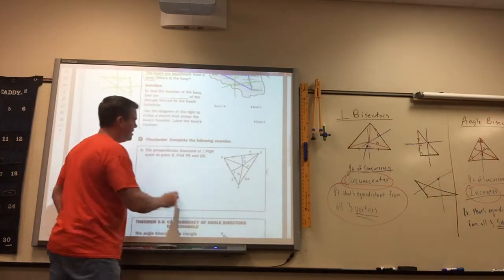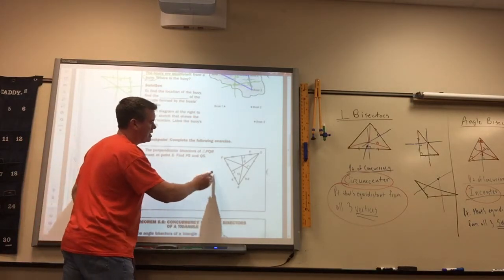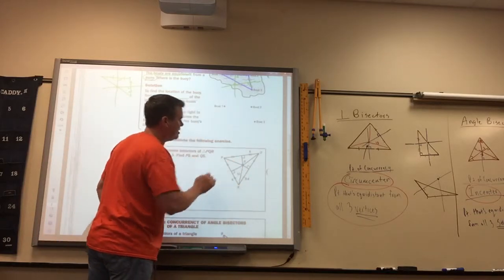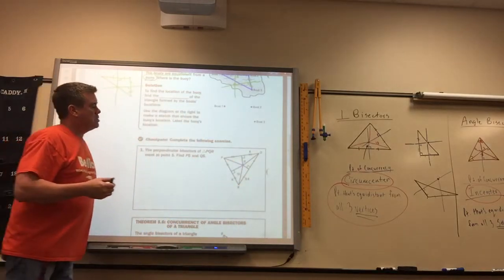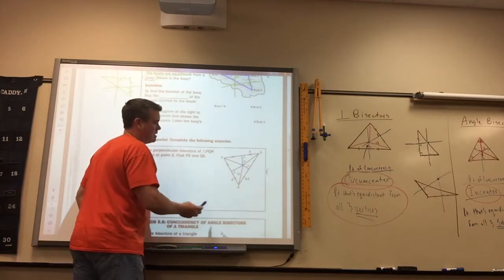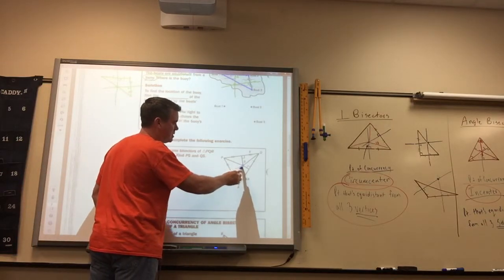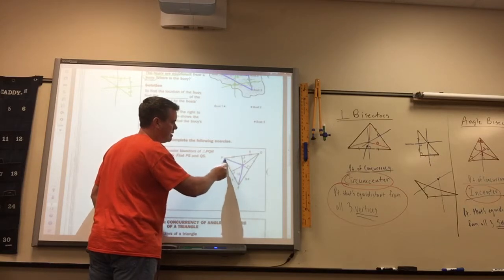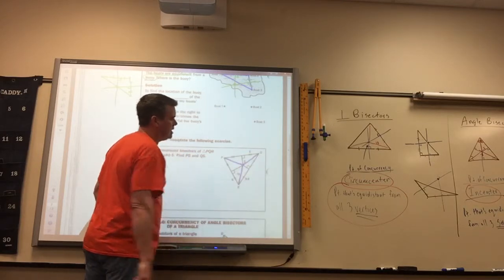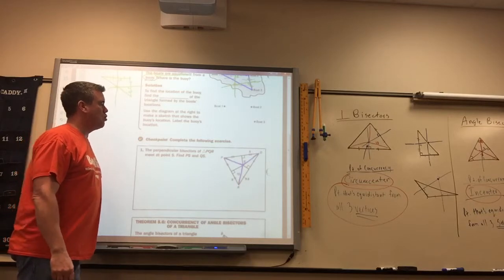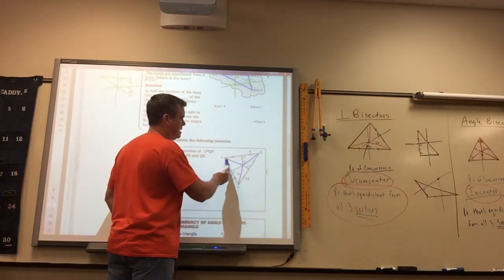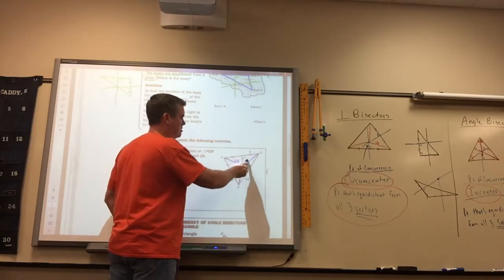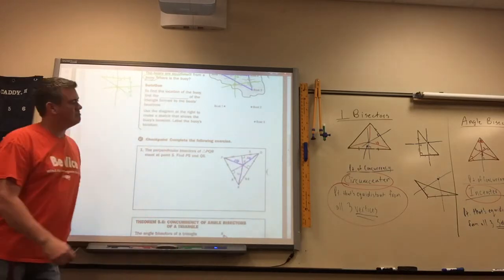So here they tell us that the perpendicular bisectors meet at point S, right there. If you notice right here, since it's perpendicular bisectors, this line and this line are all equal. So what is the length of PS? 10. And what's the length of SQ? 10. Okay.